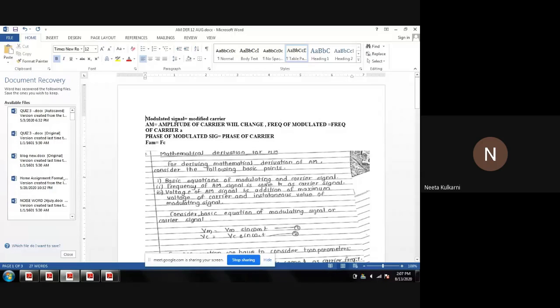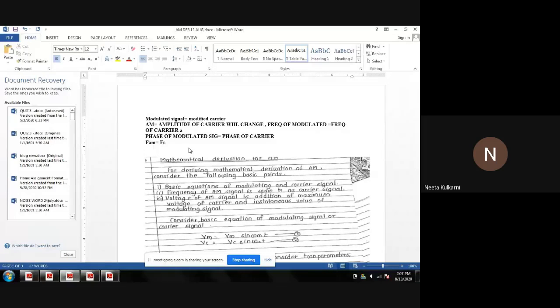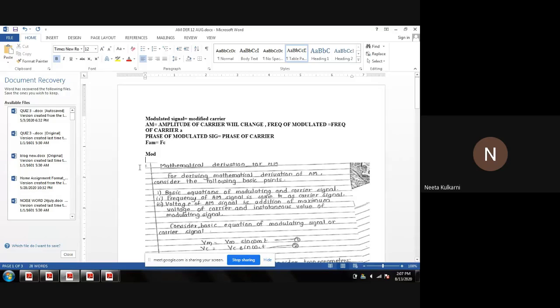This point, all of you are getting or not? Because this is the key point for understanding this derivation. Okay, so in derivation first we have to see the basic equation of modulating signal and carrier signal. आता आपला modulating signal आणि carrier signal, both the signals are in which form? Analog or digital? Analog.